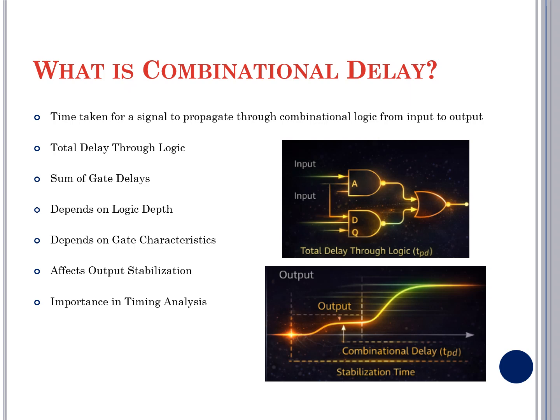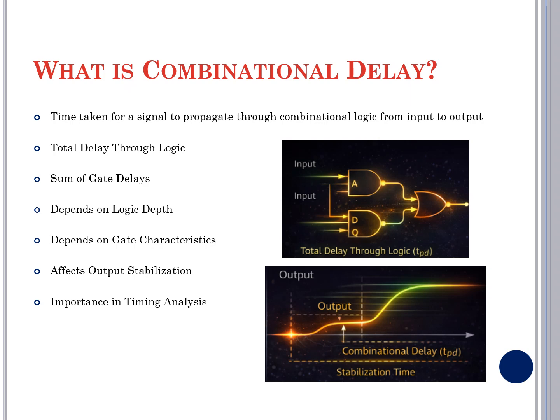Now another important point is that combinational delay depends on how many gates are in the path. More number of gates means more delay. This is also called the logic depth. Delay is not the same for all gates. It depends on the type of gates, technology used, and load connected to the gate. So real delay can vary depending on design. When input changes, output may fluctuate initially, but after some time it becomes stable. So, this final stable time is defined by the combinational delay.